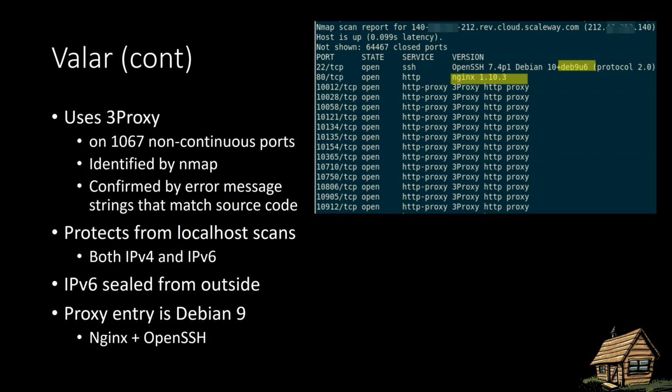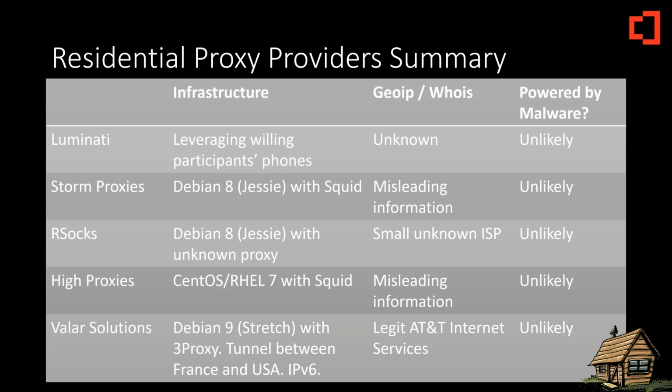and OpenSSH version. So Valar was clearly the shadier of the lot, but still it looked like more of a system administrator work rather than compromised infrastructure. So here, let's skip that table because we're short on time. But this is for reference if you're interested in understanding more residential proxy providers and the work that we've done. I'll be more than willing to answer any questions later.